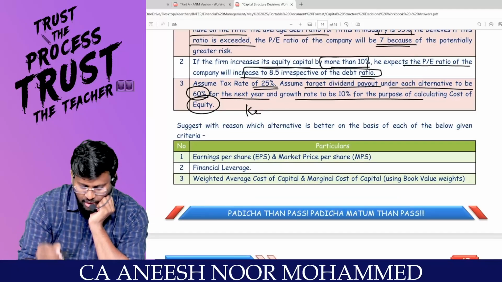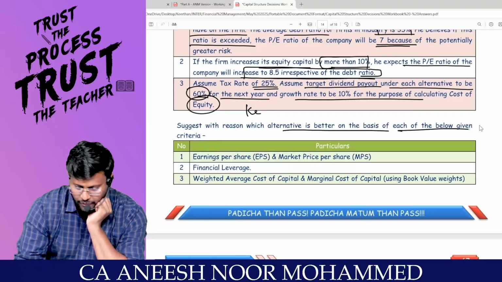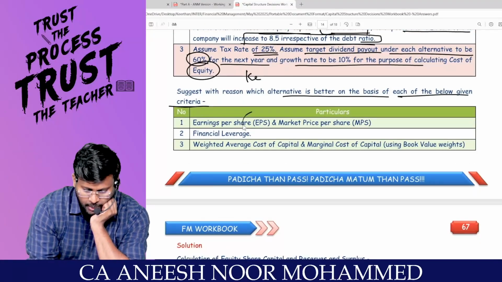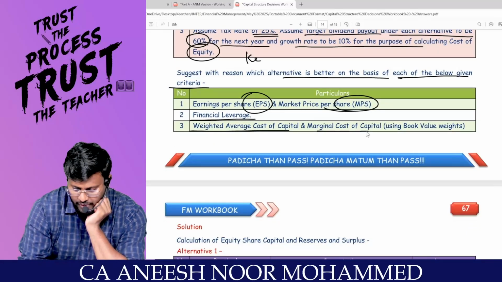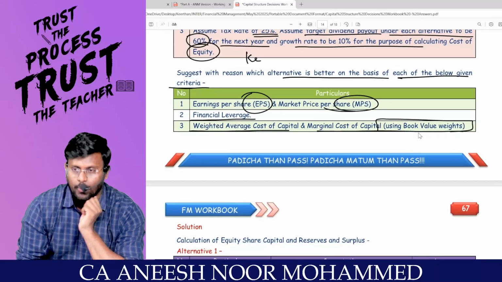Suggest with reason which alternative is better on the basis of each of the below given criteria. EPS and the MPS. Financial leverage. Weighted average cost of capital and marginal cost of capital using book value weight.